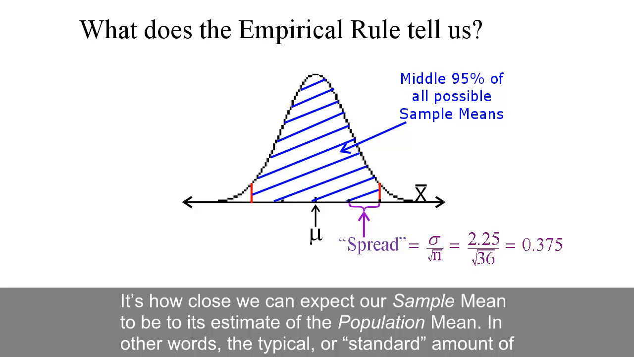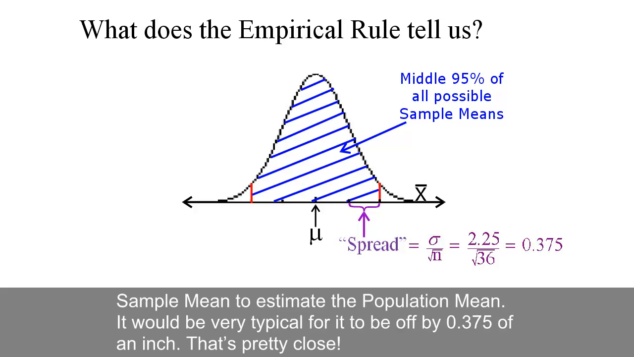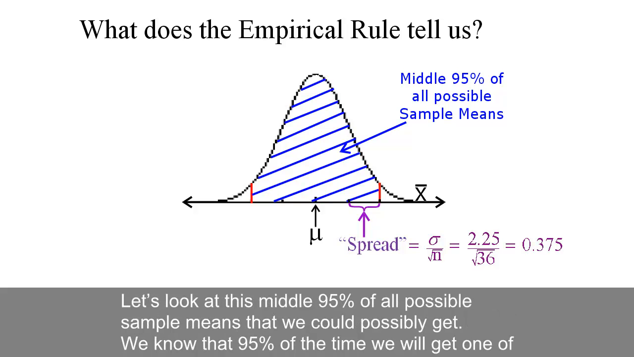It's how close we can expect our sample mean to be to its estimate of the population mean. In other words, the typical or standard amount of error we can expect to have when using our sample mean to estimate the population mean. It would be very typical for it to be off by 0.375 of an inch. That's pretty close. Let's look at this middle 95% of all possible sample means that we could possibly get.